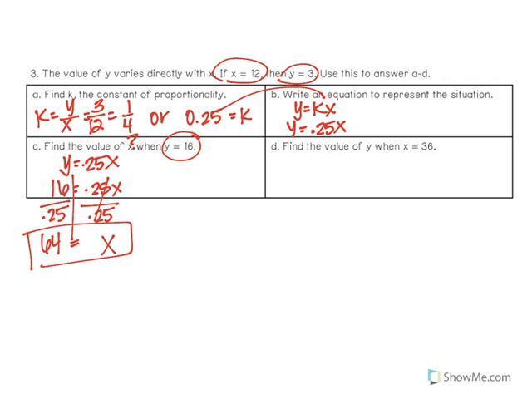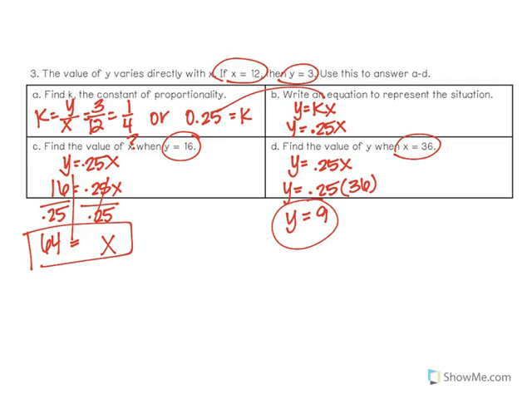Again, using the same thing, find the value of y when x is 36 using the equation y equals 0.25x, plugging the x in. We're searching for that y. Y is 0.25 times 36, and then y is equal to 9.